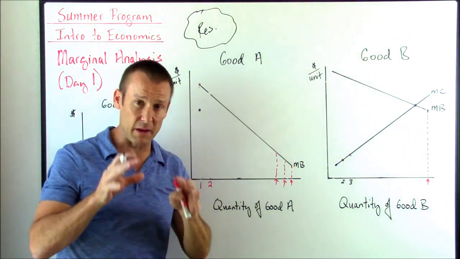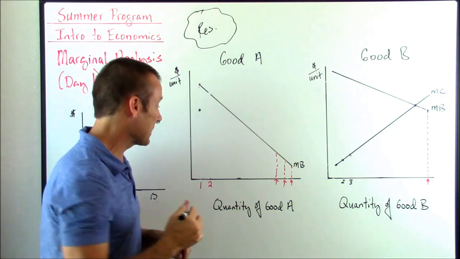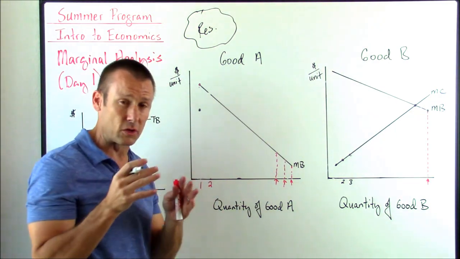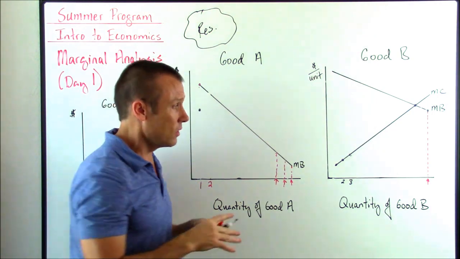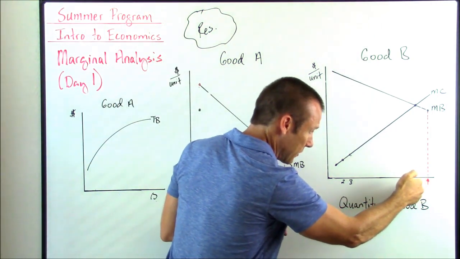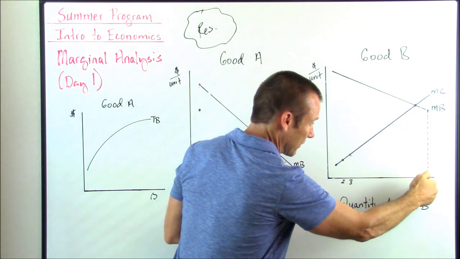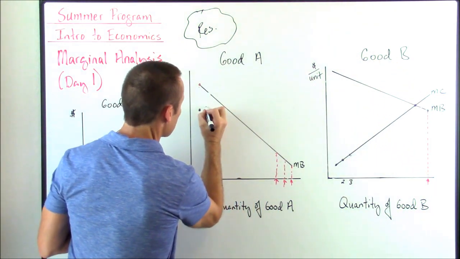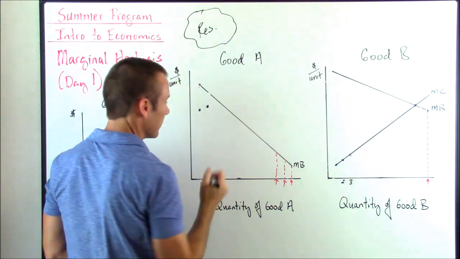Now let's do that again to make sure we've got it. Let's say, hey, let's make another unit of good A. Let's make one more unit of good A. What's the cost? Well, now we're going to have to forego another unit, right? I'm backing up from here. We're going to have to forego another unit of good B. That might put us about right there.